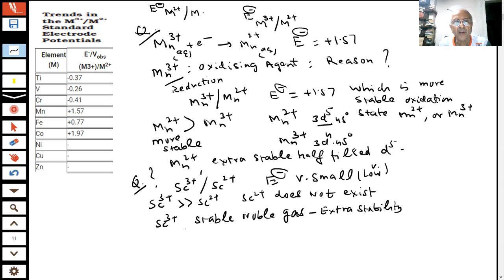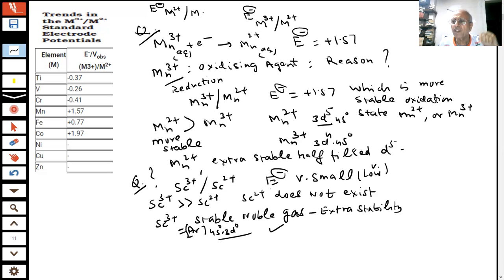What is that? Scandium 3+ is argon. This is our argon, 4s0 3d0. That's what you are saying? Yes, sir. Okay. This question has been asked in the paper for your information. Students did not know how to write the answer. They knew the answer, but they do not know how to write the answer.